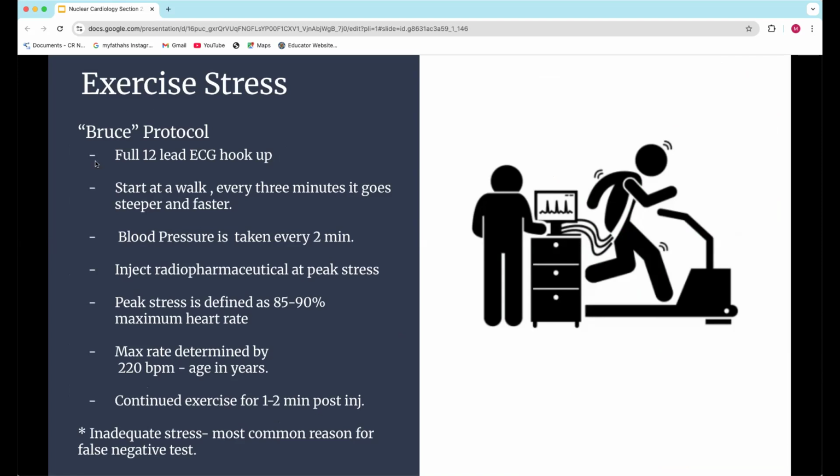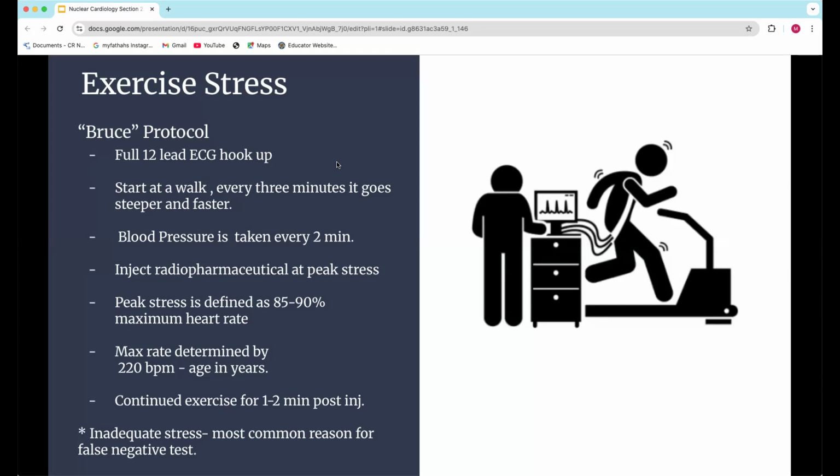So for a Bruce protocol, you're going to do a full 12-lead EKG hookup. Okay. This may vary depending on your facility. At our facility, we do the 12-lead EKG hookup, and we run the treadmill test with one of our PAs or one of our doctors.